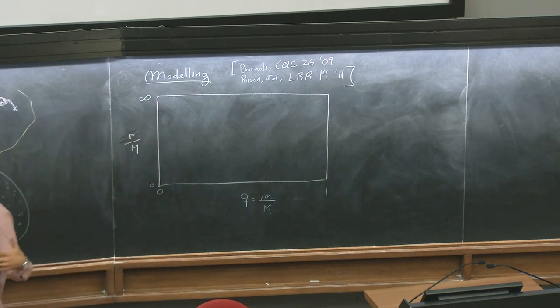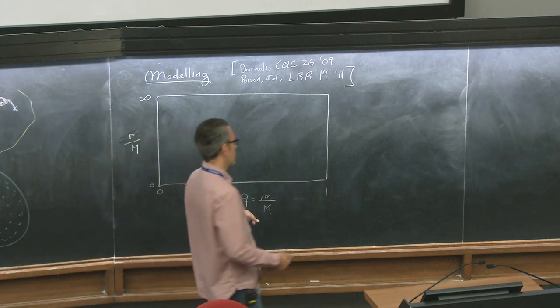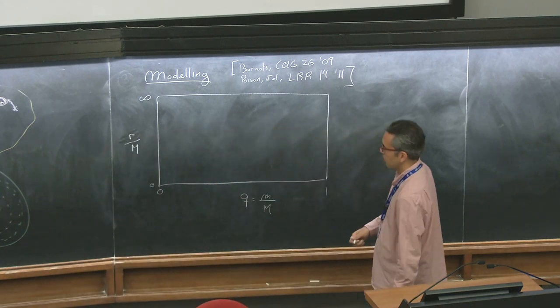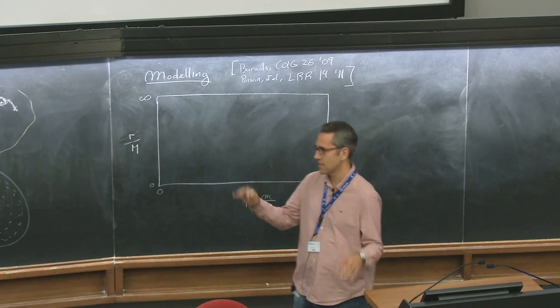And so in this domain, what I want to understand is what approximations can I use to solve for the trajectories and the gravitational waves? Or what methods can I use? So you see, if the mass ratio is very close to 1, well, the first thing you're going to say is like, I know, this is all nonsense.